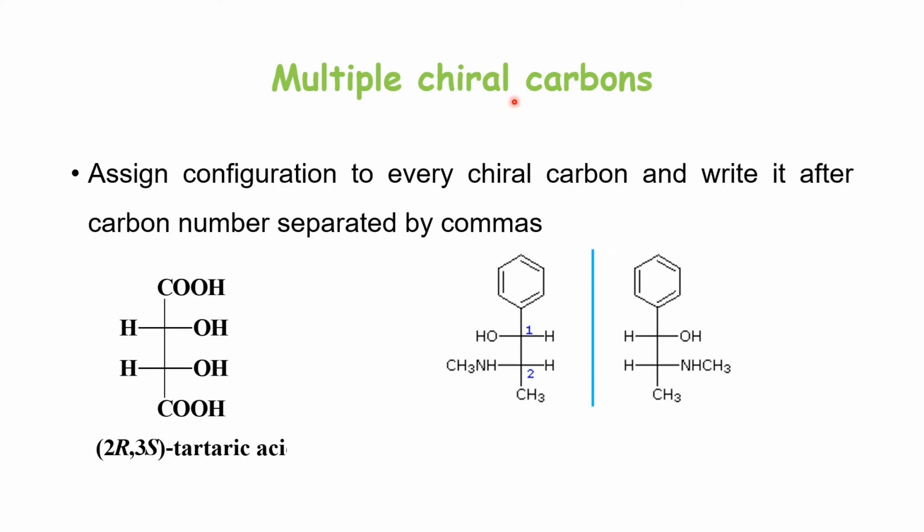Things can become complicated when you have multiple chiral centers. Like we have the example of tartaric acid. So here you can observe there are two chiral centers. You need to number this carbon chain. So 1, 2, 3 and 4. And talking about this second carbon atom, now the configuration you will write as 2R, 3S. You need to write the number of the carbon whose configuration you are specifying.